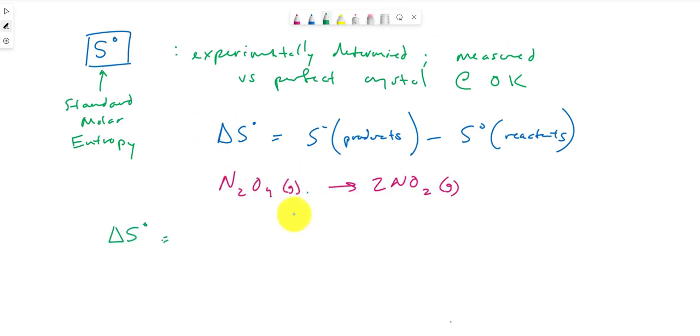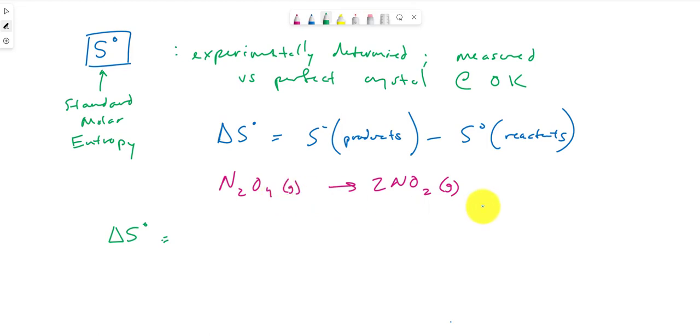So let's do this with an example, and this is one we talked about before, where we already intuitively thought that this was going to be an increase in entropy because you're starting with one molecule and you're splitting it in half. And so we would expect there to be more states available to these two molecules than there were for this one.